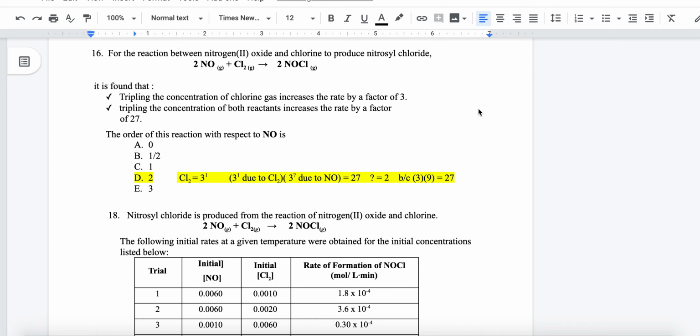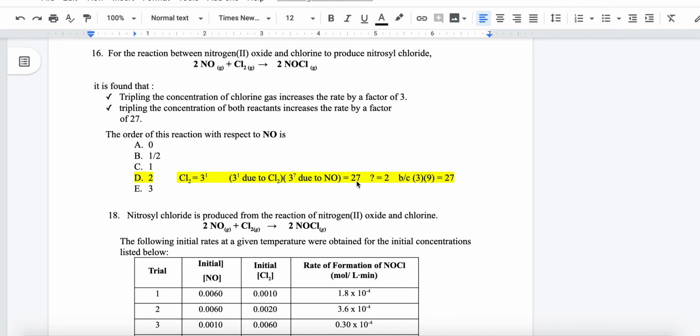All right, here's another question, 16, that's kind of asking you to figure out what the rate law might be from some information. If we triple the concentration of chlorine gas, the rate increases by a factor of 3. So right here, that kind of tells me that chlorine is going to be first order. When we triple the concentration of both reactants, the rate goes up by a factor of 27.